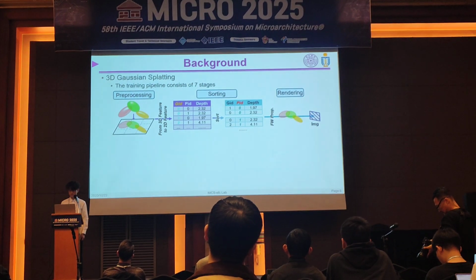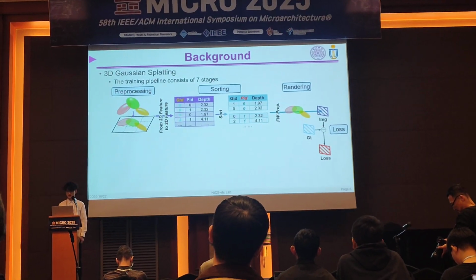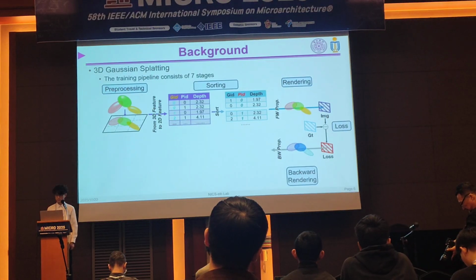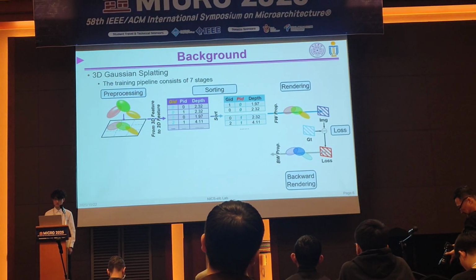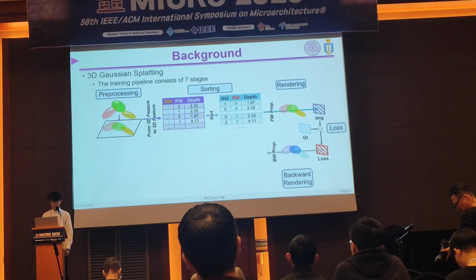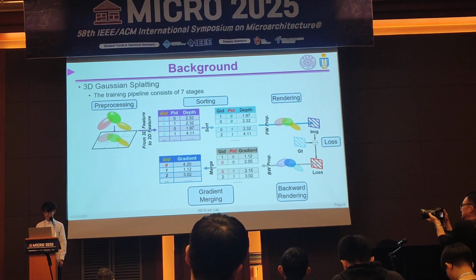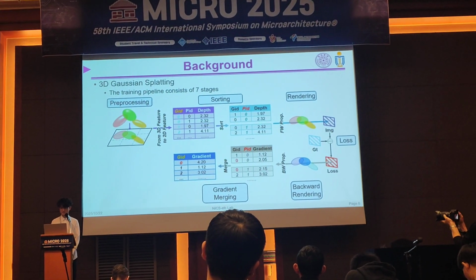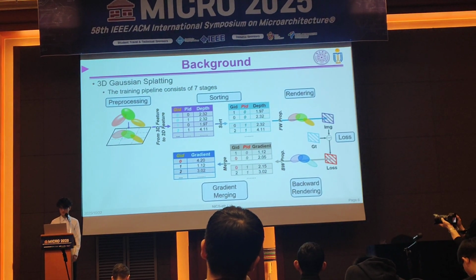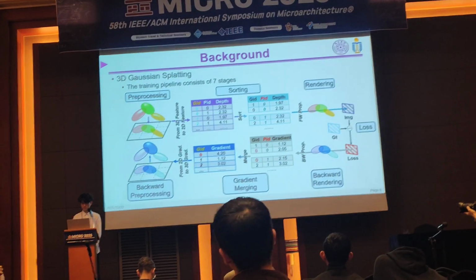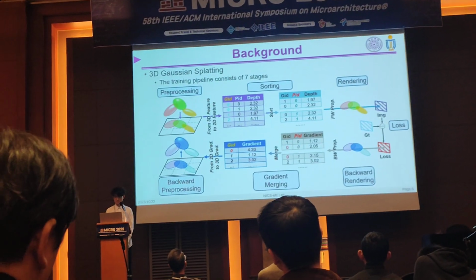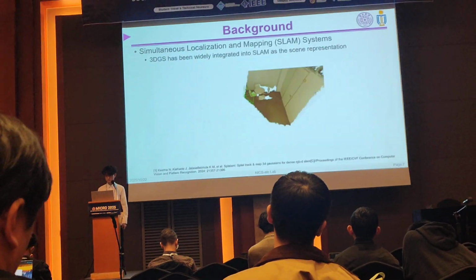compute the final color. And the backward pass starts after calculating the models and after rendering, computing the partial color gradients for each 2D Gaussian. And there is also a gradient merger that accumulates these gradients for each unique Gaussian. And finally, the backward preprocessing transforms these 2D gradients back to 3D again.